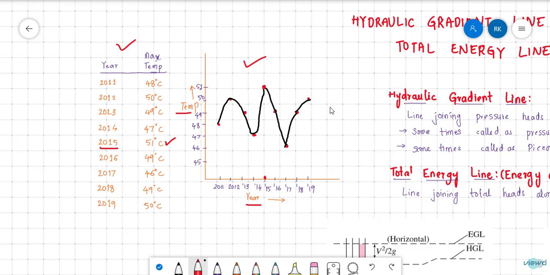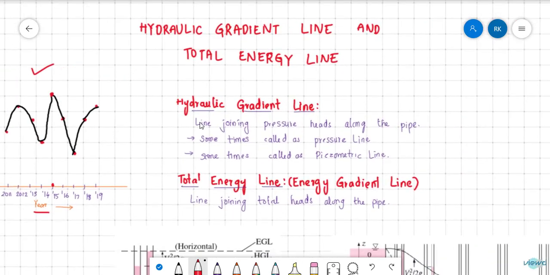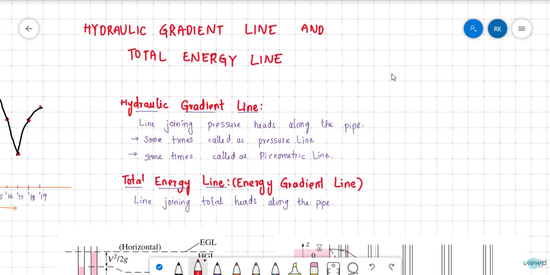Similarly, if there is any pipe, and I need to find where the maximum pressure or the maximum velocity is attained, and at this section what is the pressure, and at this section what is the velocity, at this section what is the pressure and what is the velocity. If I need to find that, the graphical representation helps us find out the values quickly.